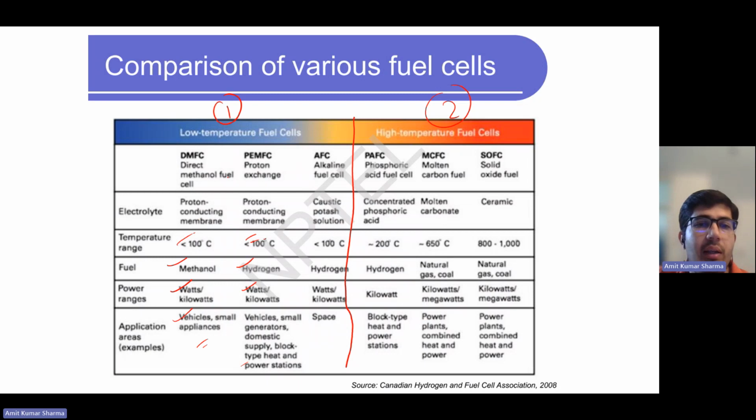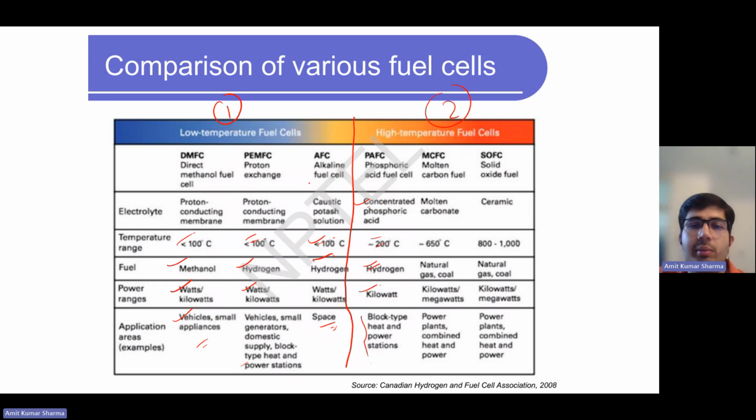The other one is AFC, alkaline fuel cell. Caustic potash solution is the electrolyte. Temperature range is less than 100 degrees centigrade. Fuel is hydrogen. Power range is watts to kilowatts. Application area is space. Then the medium temperature fuel cell, PAFC, phosphoric acid fuel cell. Concentrated phosphoric acid is the electrolyte. Temperature range is 200 degrees centigrade. Fuel is hydrogen. Power range is kilowatts. And application area is low type heat and power stations.